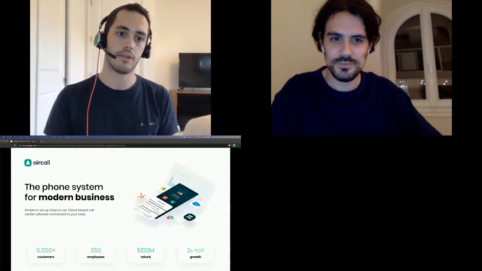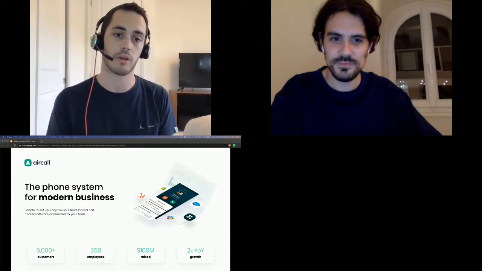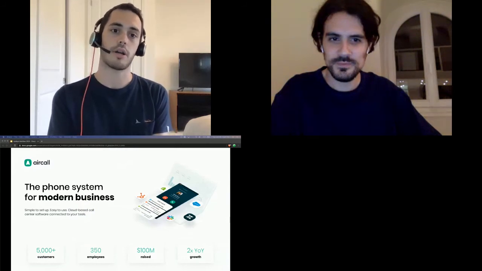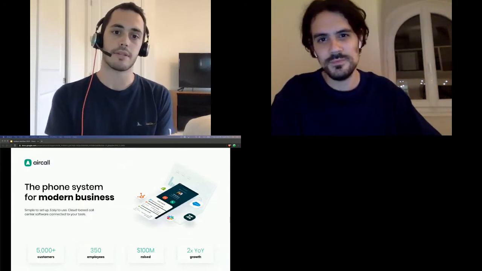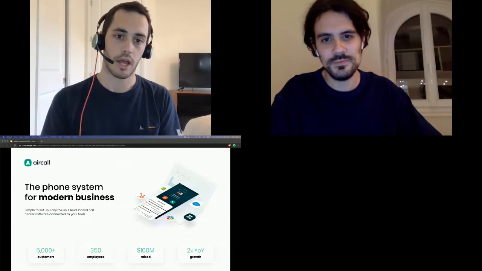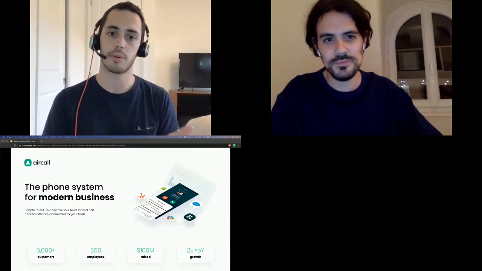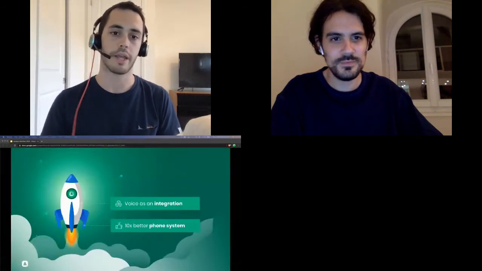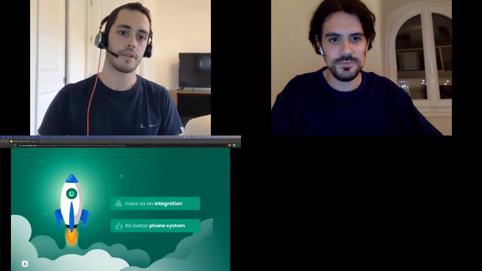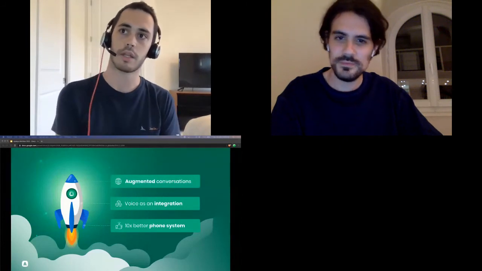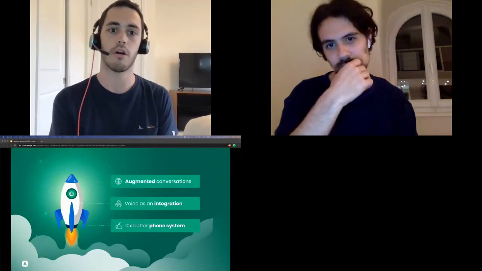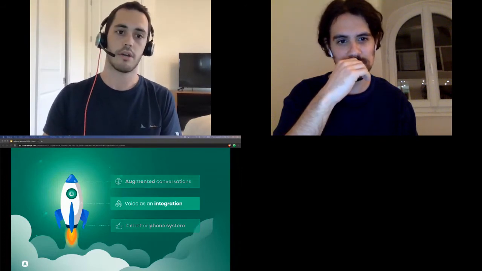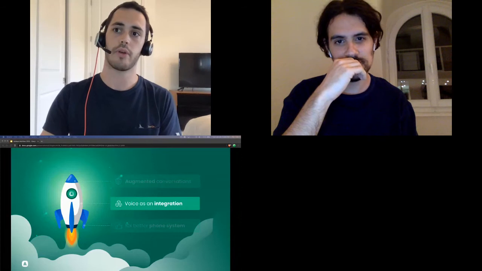And now we're going to add the second step of the product. And we've been working on this for actually a few years now. The second step is the integration part with the ecosystem for voice. So we want to have the phone integrated with all the tools. Once again, all the CRMs, all the help desks, et cetera. And the third step of the rocket ship is what we're calling the augmented conversation. So think of call transcription, sentiment analysis, et cetera. And today, of course, we're going to focus on voice as an integration.